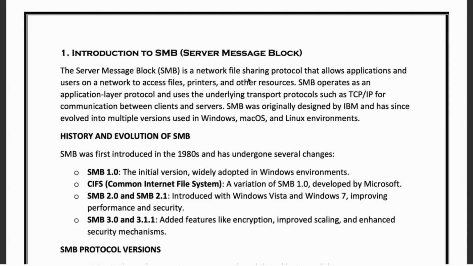So the brief description about SMB is SMB is a network file sharing protocol that allows your applications and users on a network to access files, printers, or other resources. So whenever a large network is created and we have limited resources like printer, so what we use in a network, we use SMB. So everyone in our network can use that particular resource like printer.